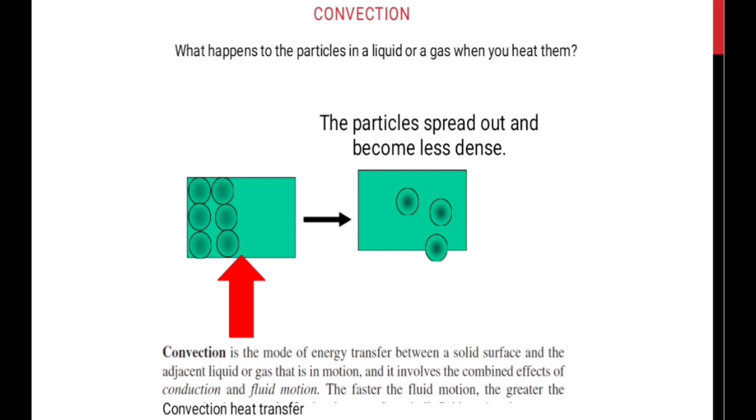For example, when we heat water in a pan, the molecules near the bottom surface of the pan, where we supply the heat source, take energy from the hot surface through conduction and move from the bottom to the surface of the pan due to their lower density.